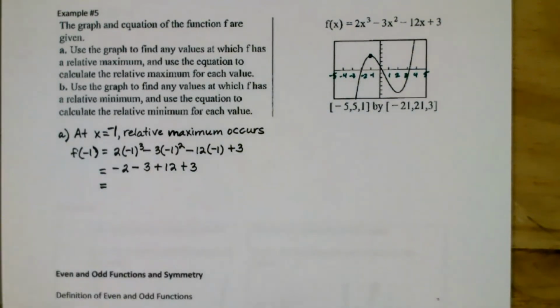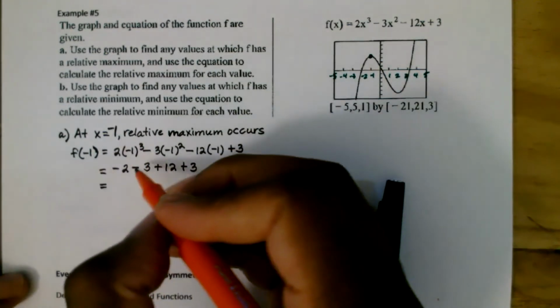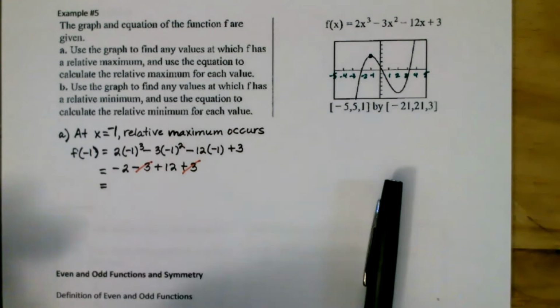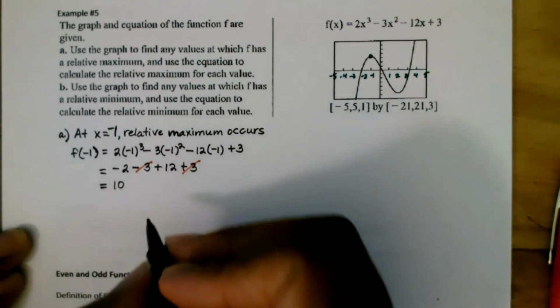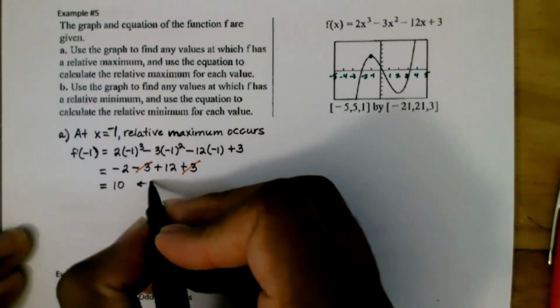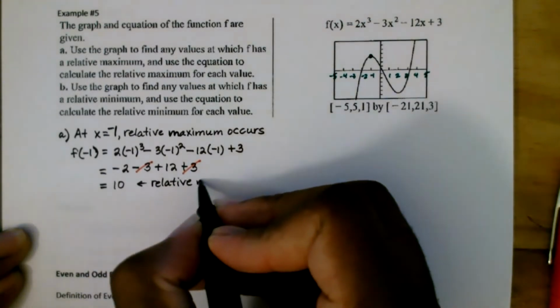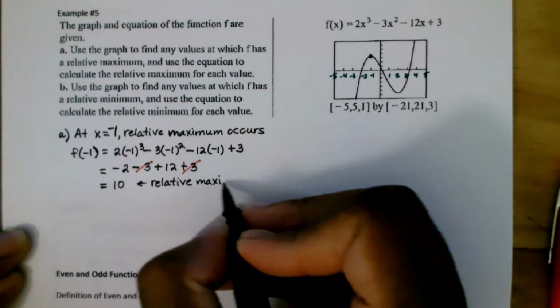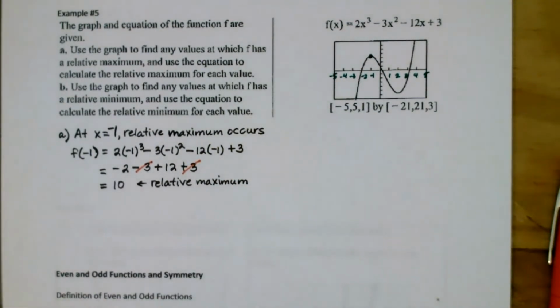Now, if I simplify this, I know that negative 3 and a plus 3, that adds to 0, so that's gone. And then I had negative 2 plus 12 would be 10. Okay? So this is the relative maximum. That relative maximum is 10. It occurs when x is equal to negative 1.